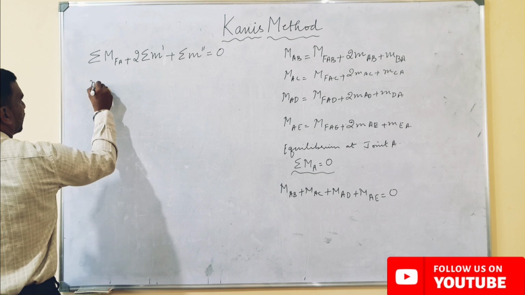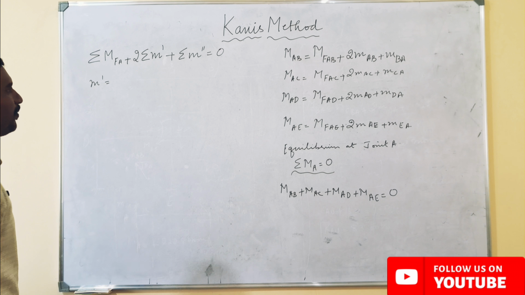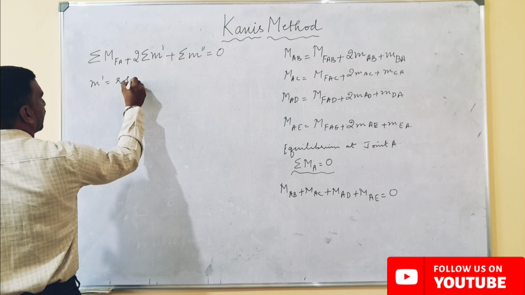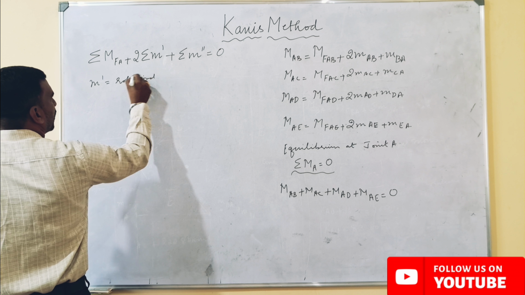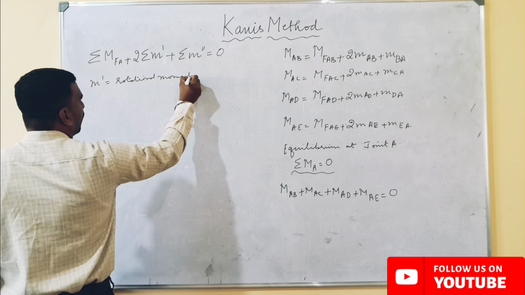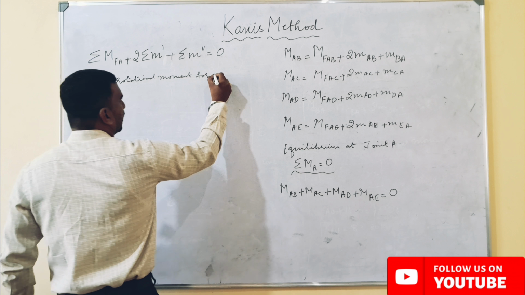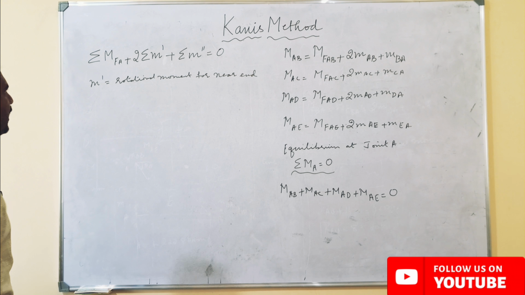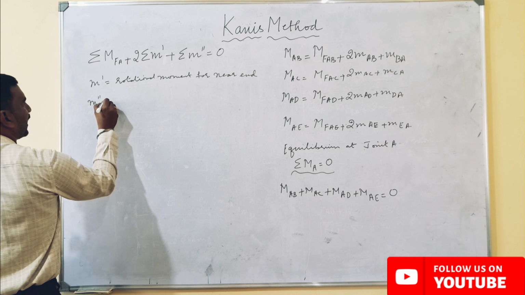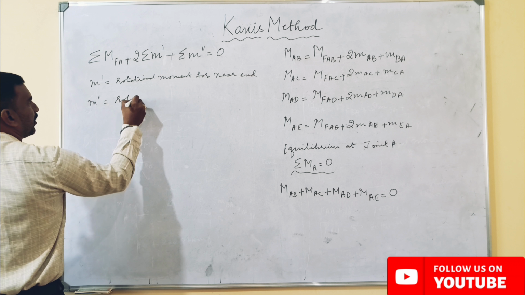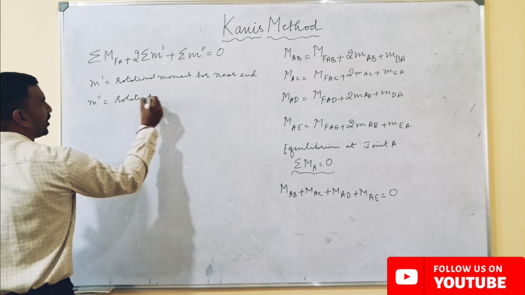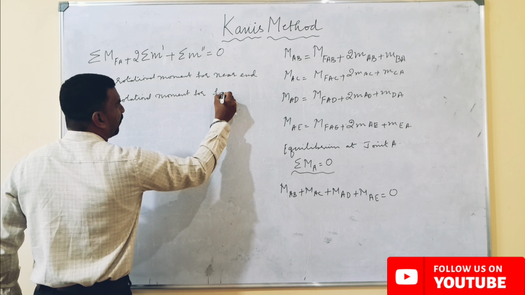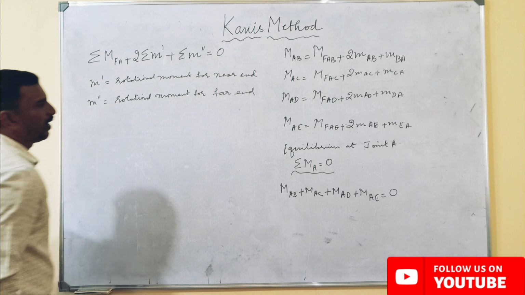So M dash, what is M dash? We can call M dash as the rotational moment for near end. Similarly, M double dash can be written as the rotational moment for far end.